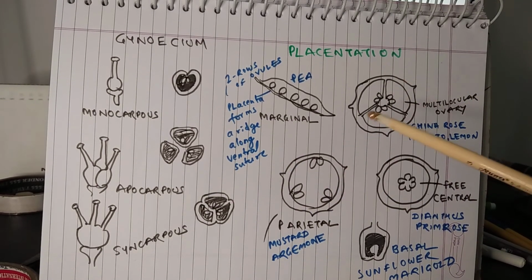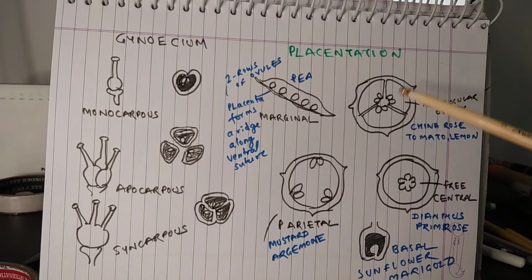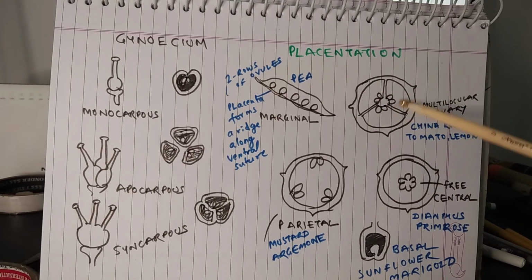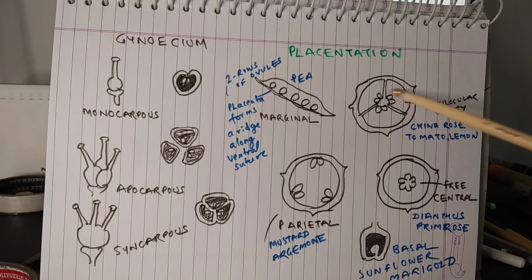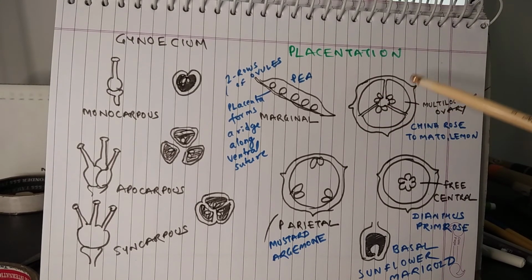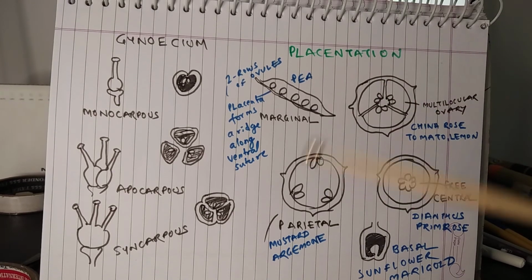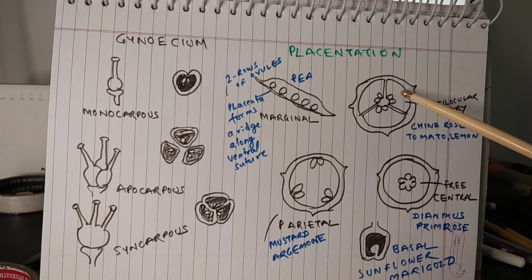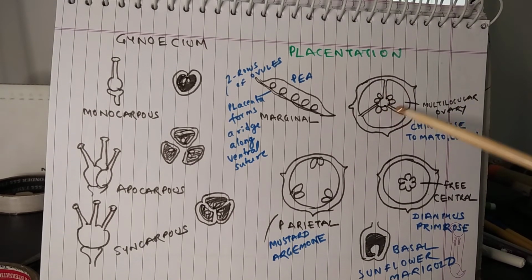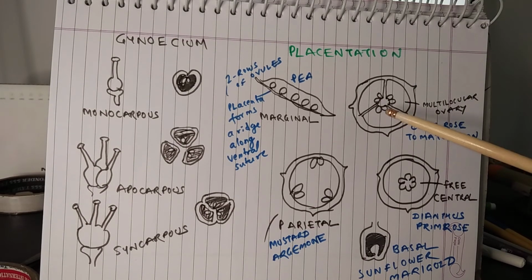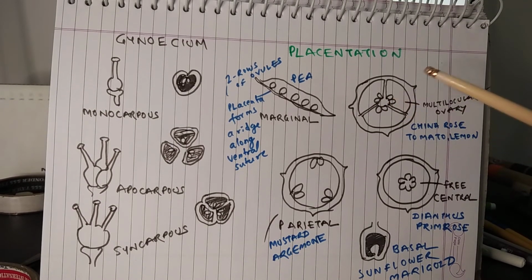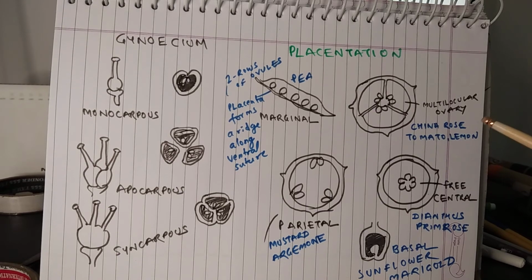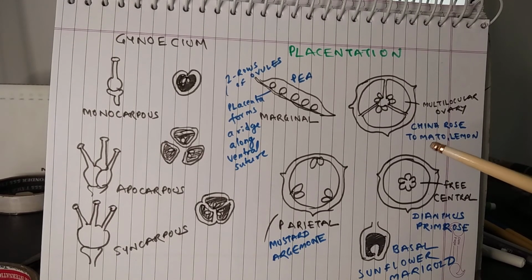In the case of axile placentation, what happens? There is a multilocular ovary. There are many locules of the ovary, and there is a central axis going through the center of the ovary, and the ovules are attached to the central axis, and that is why this condition is called axile. Examples are China rose, tomato, lemon, oranges.